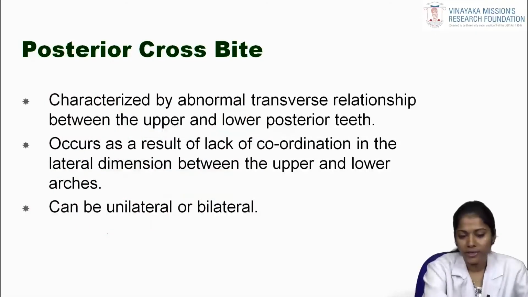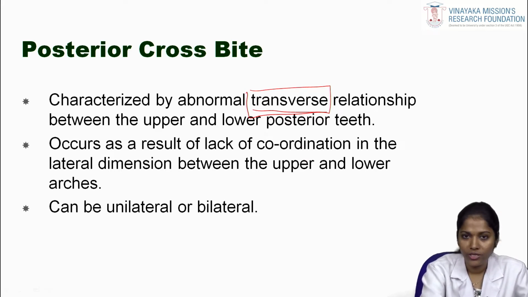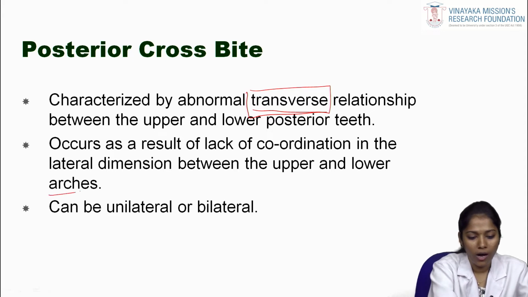So as I said, the posterior cross bite can be characterized by an abnormal transverse relationship. Again I emphasize the word transverse over here. That is, the cross bite that happens in the posterior region is typically in the transverse plane, whereas in the anterior region it is in the anteroposterior or sagittal plane. That happens between upper and lower posterior teeth, and it occurs as a result of lack of coordination in the lateral dimension between upper and lower arches.